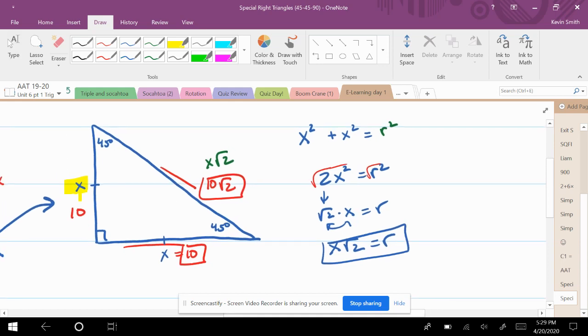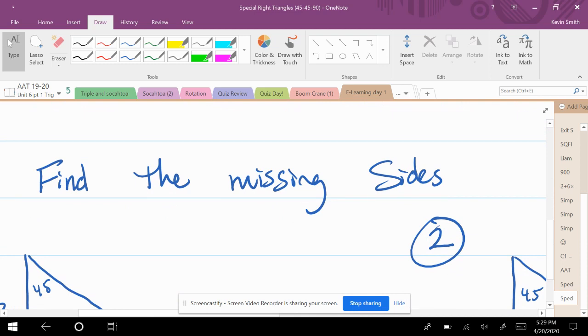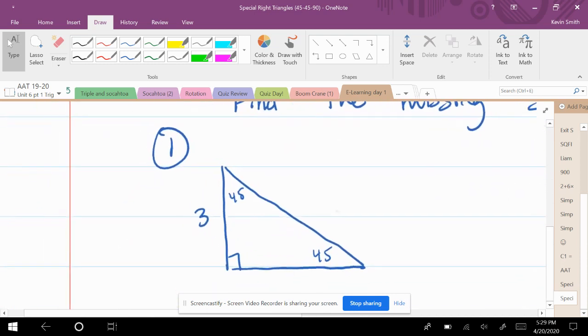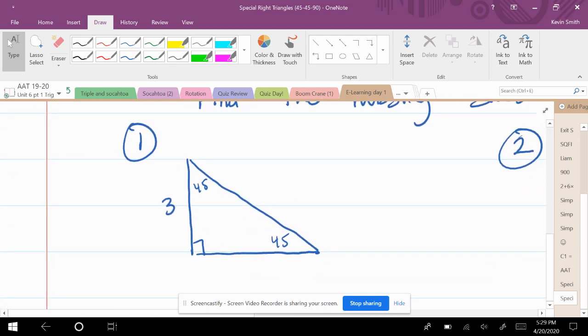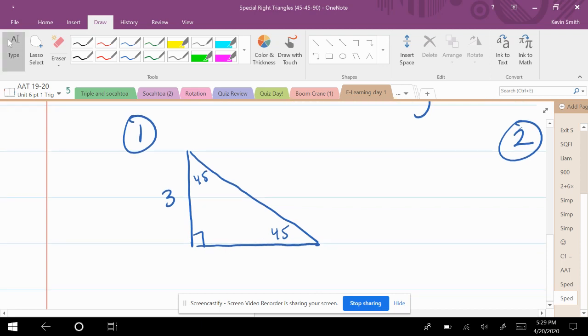So I'm going to let you try a couple of these. Find the missing sides. We'll try one here. You'd plug in the 3 sides. You can pause it right here. Try this problem. I'll give you a sec to pause it.